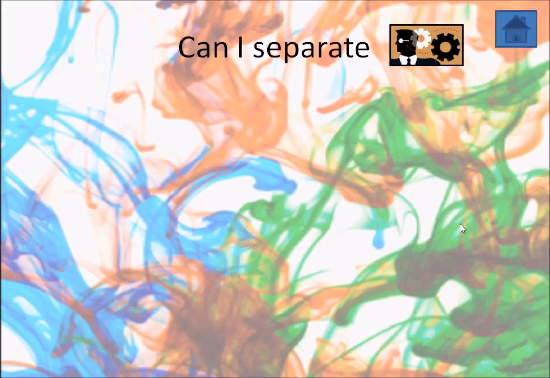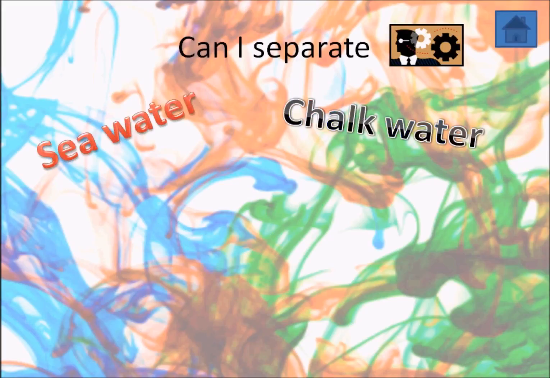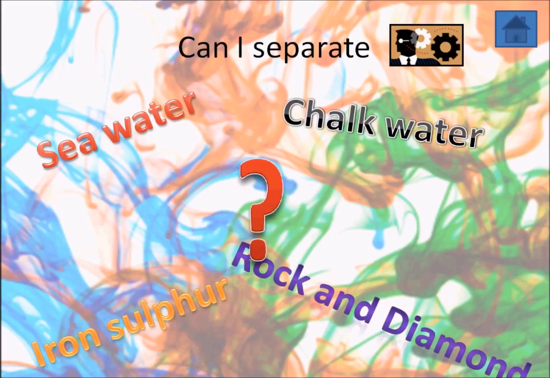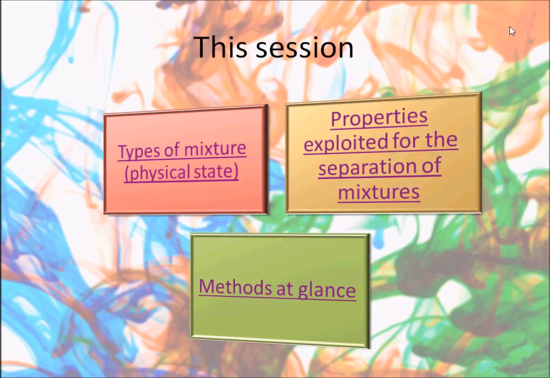After seeing all the properties, can I separate seawater, chalk water, rock, diamond, iron and sulfur? Can I do this? Is there any method which helps me to separate all these? Now let's see the methods. I'll be briefing out all the methods and we'll be discussing them one by one in the future slides.